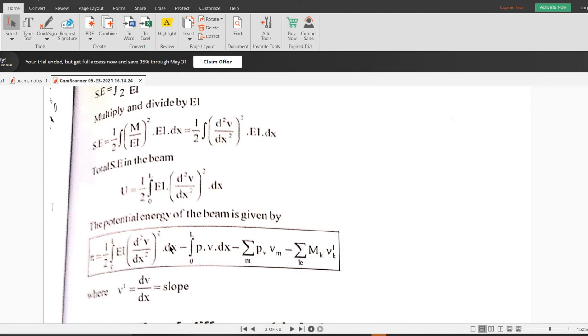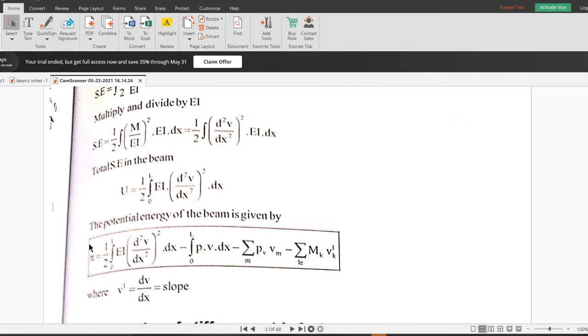All these work potentials are negative. Why? Because the work done is on the system, and we know that it is negative. So bending moment into deflection gives the work done due to the bending moment, and load into displacement gives the work done for the concentrated load. This is the work potential due to the distributed load. So here v stands not for volume but for displacement.